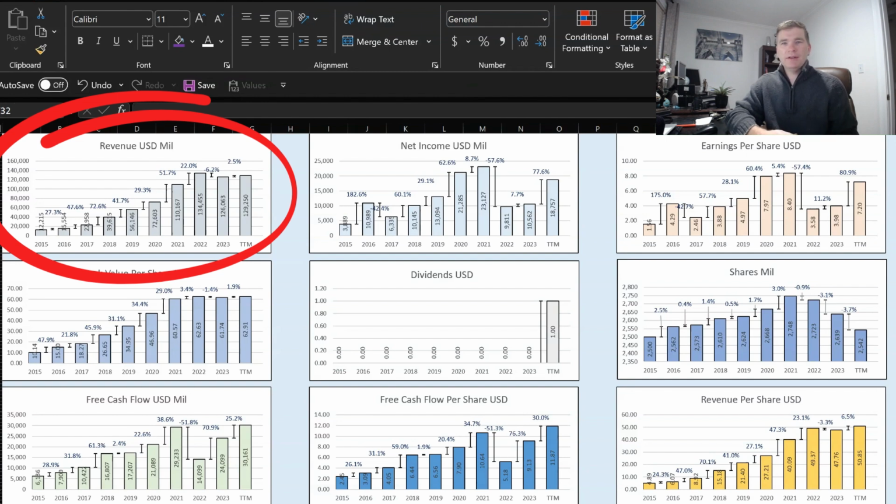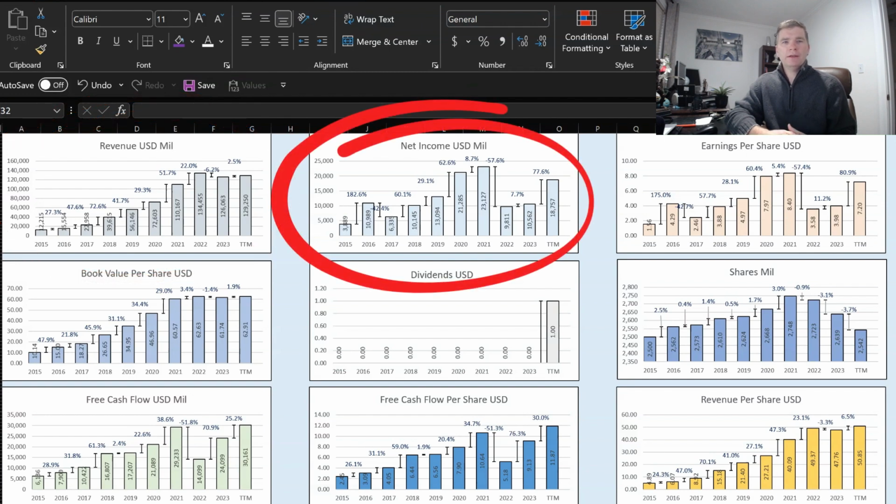And we can see the significant growth they've had since 2015, with 2023 and the trailing 12 months slightly down from their all-time high in 2022. But this growth over these 10 years went from just over $12 billion in revenue to almost $130 billion. So very significant growth there. And one thing you need to think to yourself is, how much more can they grow from this point on?